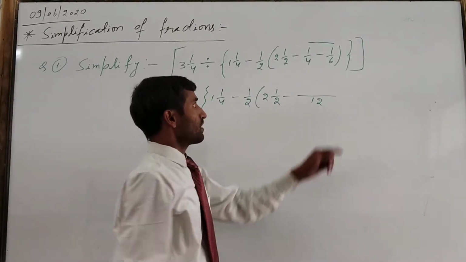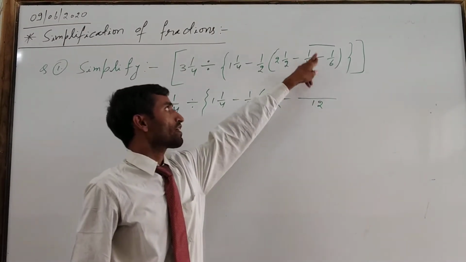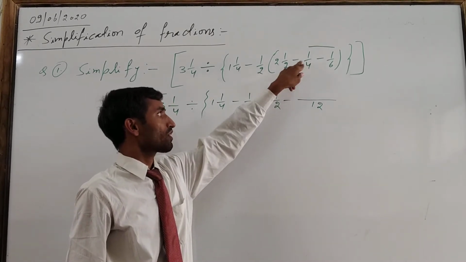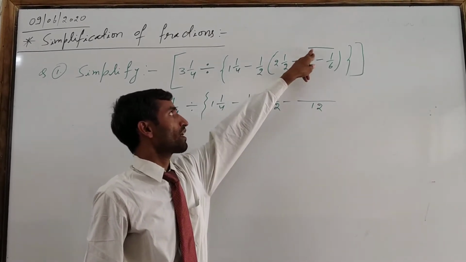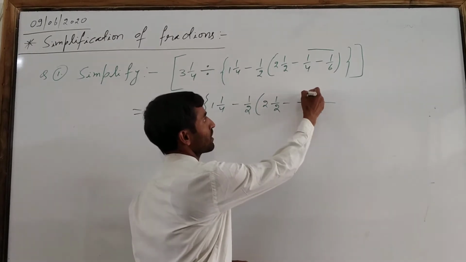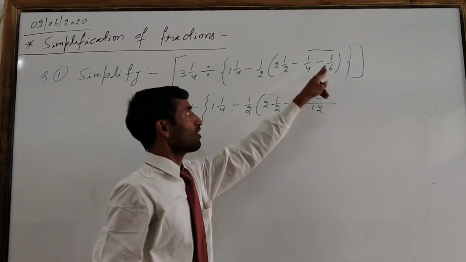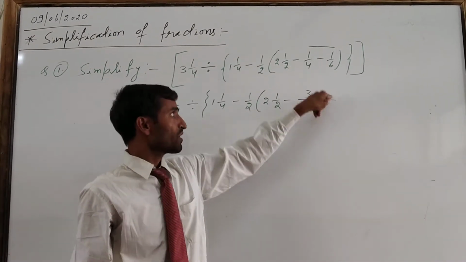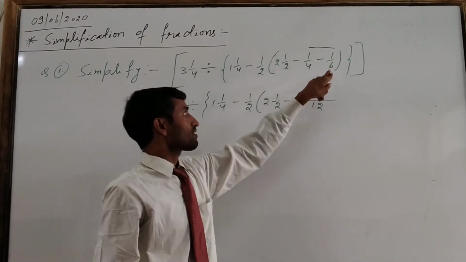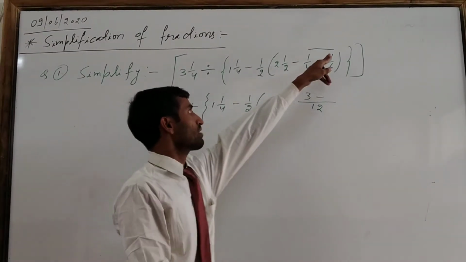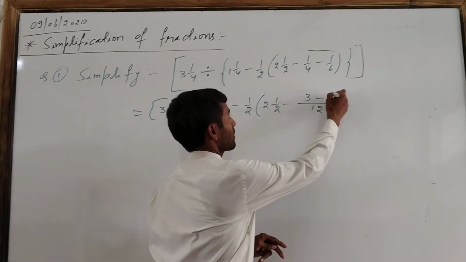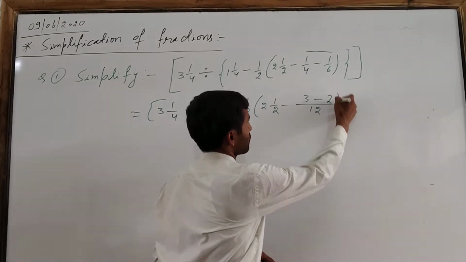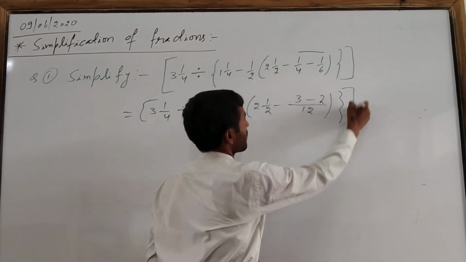After that, for making the same denominator, 4 3s are 12, so we have to multiply here by 3. So 3 1s is 3 will come here, minus, because minus is there. So put minus here. And again 6 2s are 12, so we have to multiply here by 2. So 2 will come. Then close the small bracket, curly bracket, and big bracket.